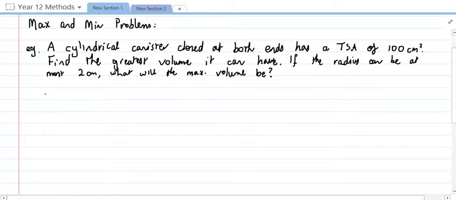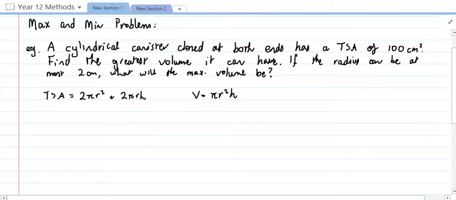So first off, we need the total surface area of a cylinder, which is 2 pi r squared, because that's the two circles on the end, plus 2 pi rh. That's the rectangle wrapped around the outside of it. We also need to know the volume of the cylinder, which is pi r squared h.